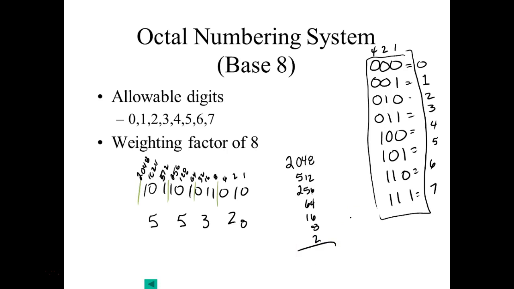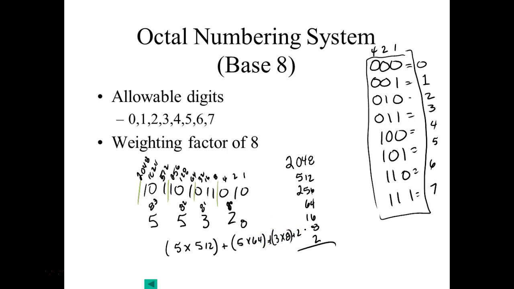Or if you wanted to, you could say this is 8 to the 0. This is 8 to the first, 8 to the second, 8 to the third. So I could say 5 times 8 to the third. I'll come over and look at my chart. What's 8 to the third? 512. Plus 5 times 64. Plus, I'm running out of room. Plus 3 times 8 plus 2.